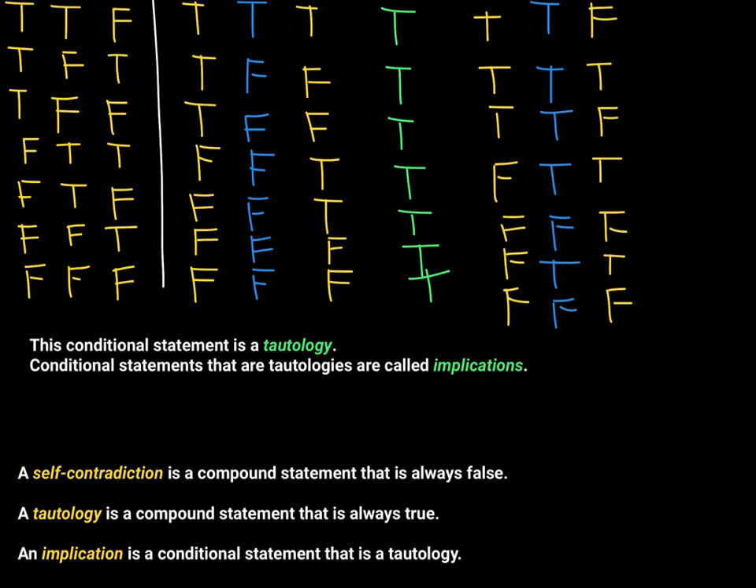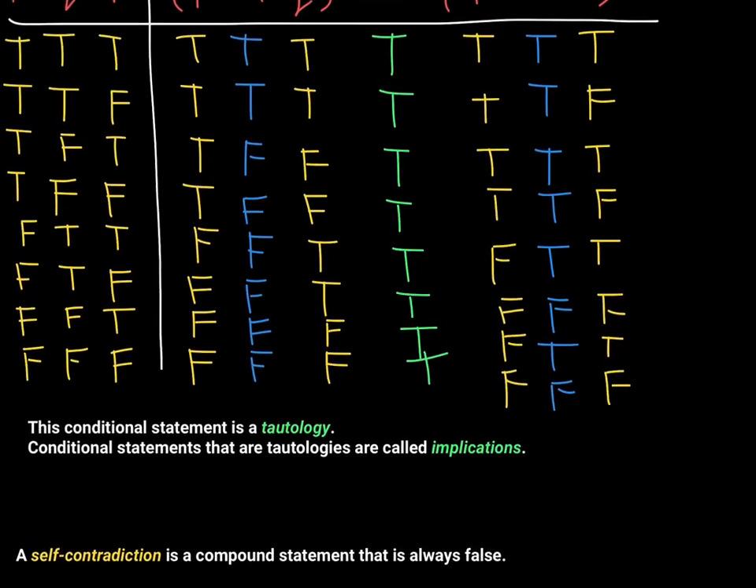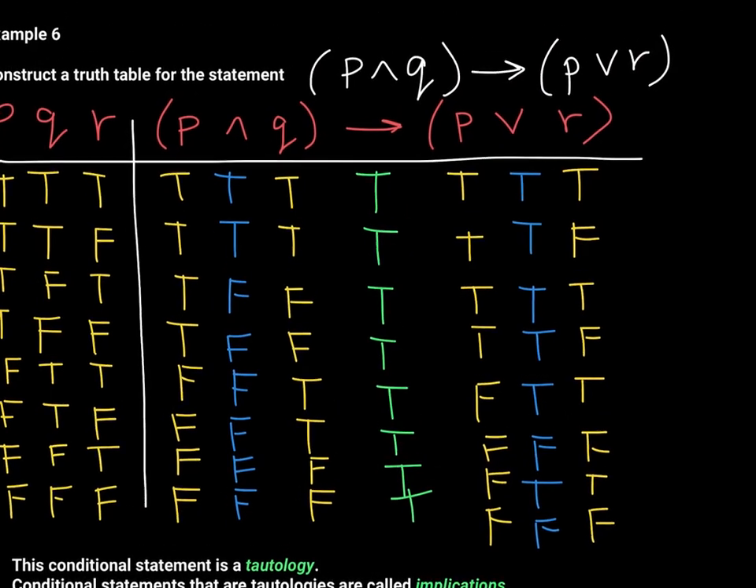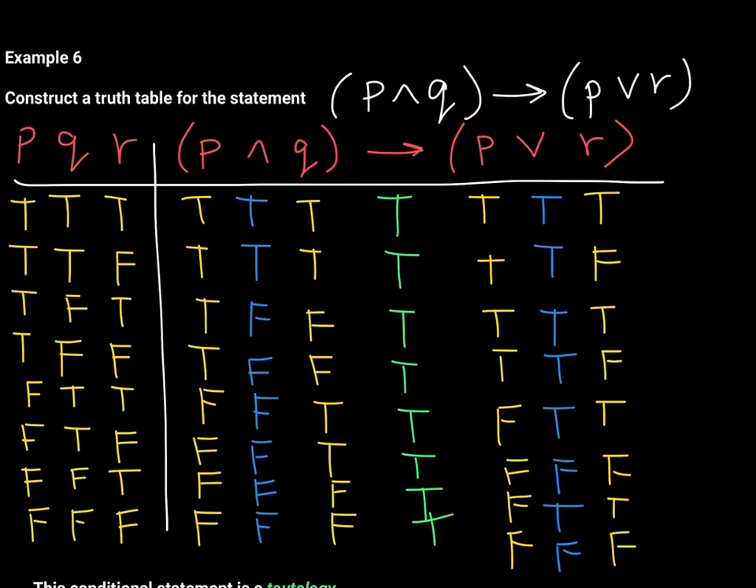All right. Now, one last thing before we go. Because it's an implication, we can say, let me go back to our statement here. We can say this statement here implies this statement. P and Q implies P or R because it's an implication.